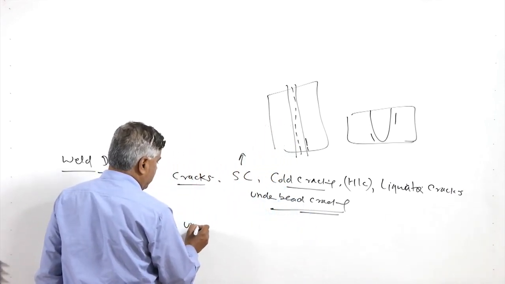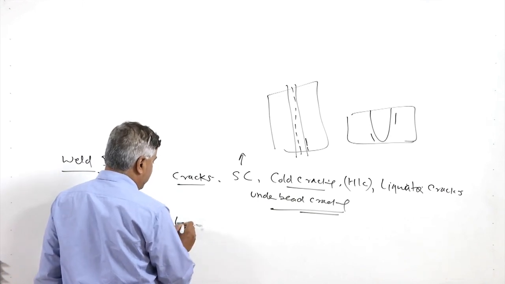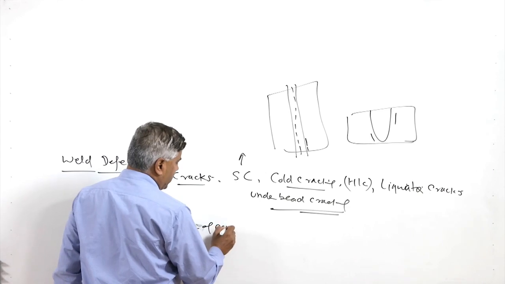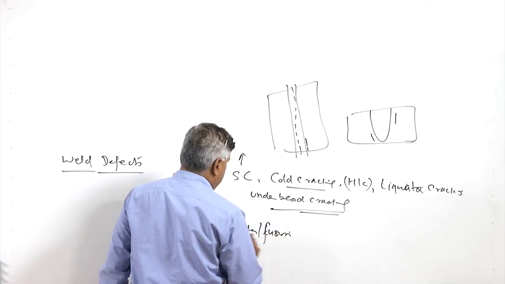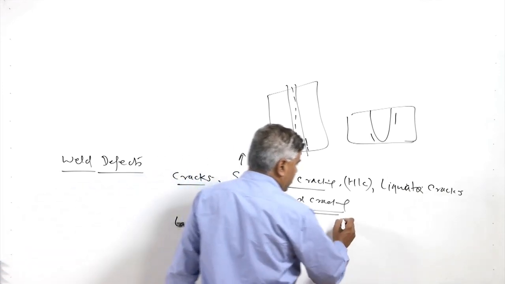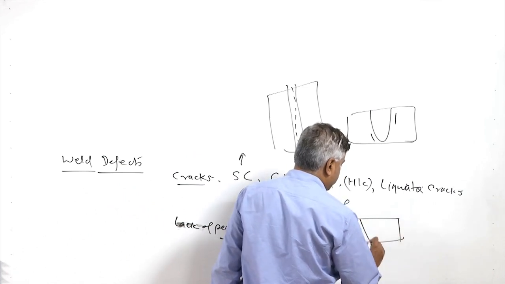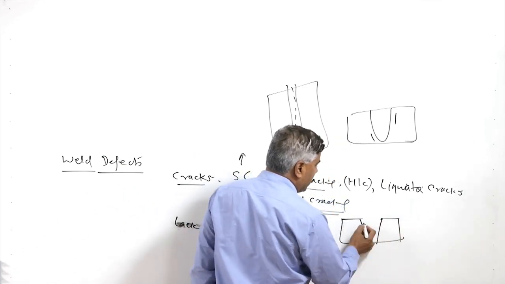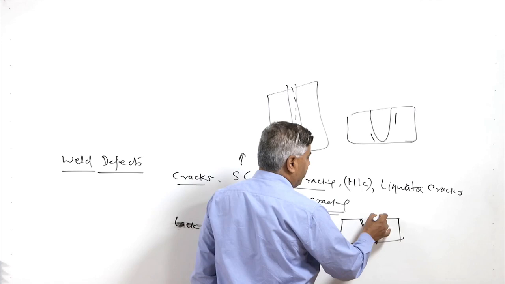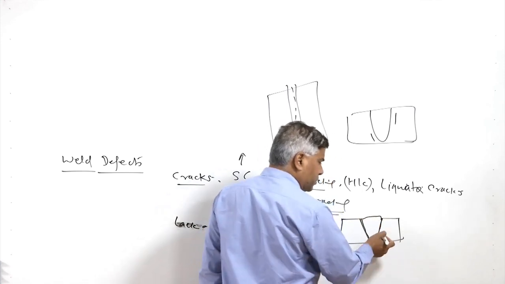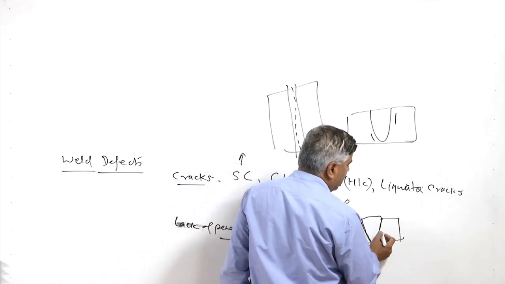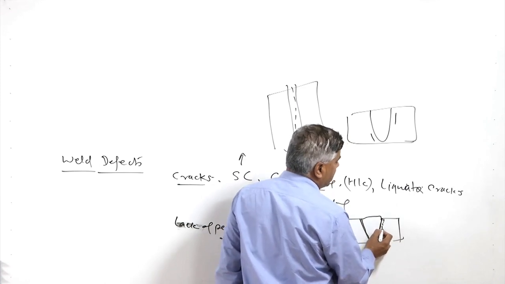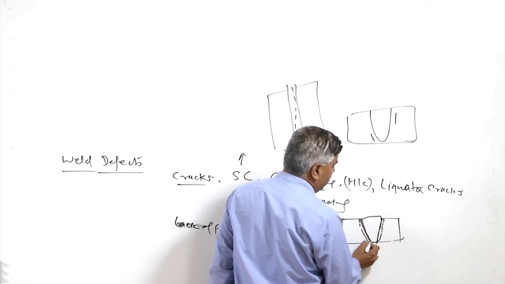Apart from that, another important defect is lack of penetration and lack of fusion. In order to identify the lack of penetration or lack of fusion, consider the groove which has been made. When the welding is done, due to the limited heat, metal just gets deposited over the surface of the base metal, but there is no melting. That is called lack of fusion, meaning fusion is not there. And when fusion is there but the penetration is limited, it leads to lack of penetration.